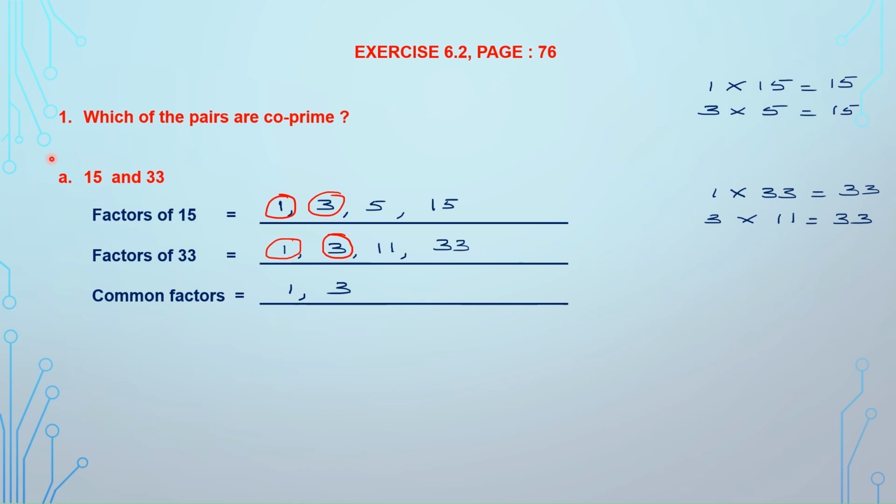Now, if these two numbers are co-prime numbers, then their common factors will be only 1. They will not have any other common factors. So here, as you can see, for 15 and 33, there are two common factors. So 15 and 33 are not co-prime numbers. Remember, if they are co-prime, they will have only 1 as their common factor. So we'll write 15 and 33 are not co-primes.